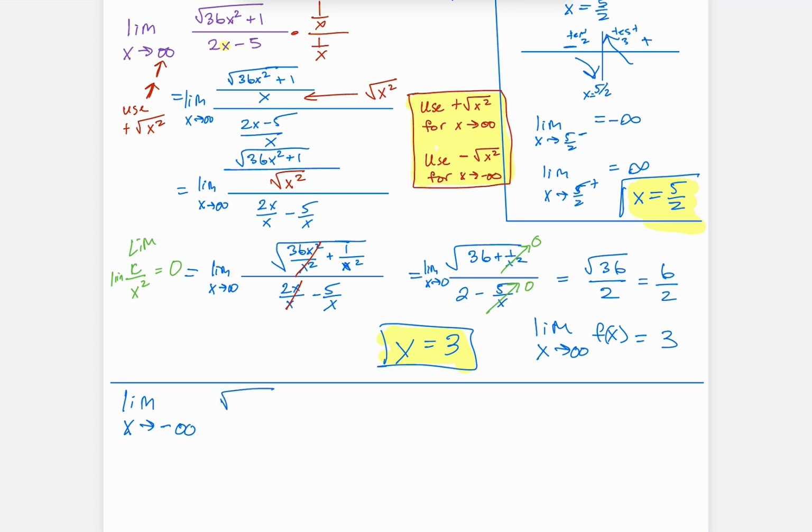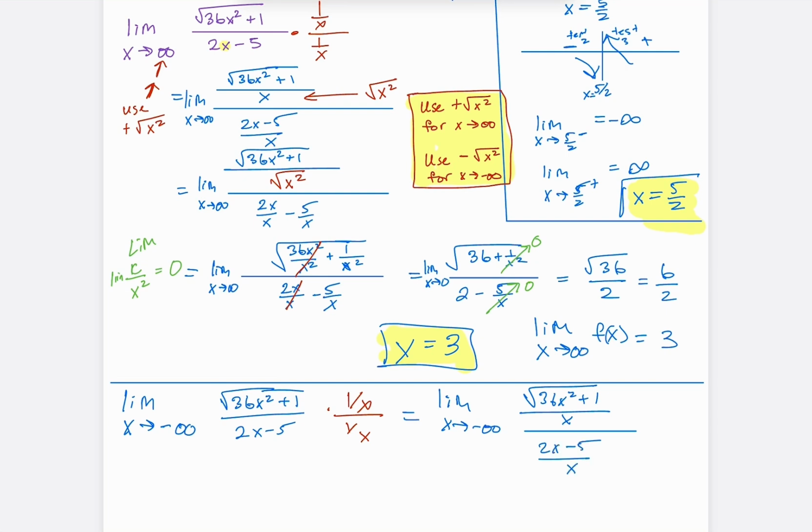So we have the same beginning. And again, we're going to multiply both sides by 1 over x. And again, we get the limit as x goes to negative infinity of the radical 36x squared plus 1, and we're dividing everything by 1 over x.